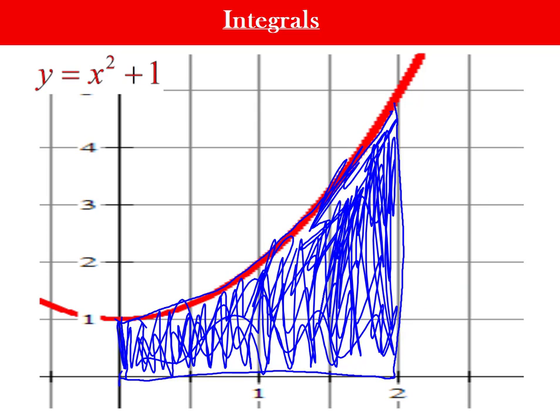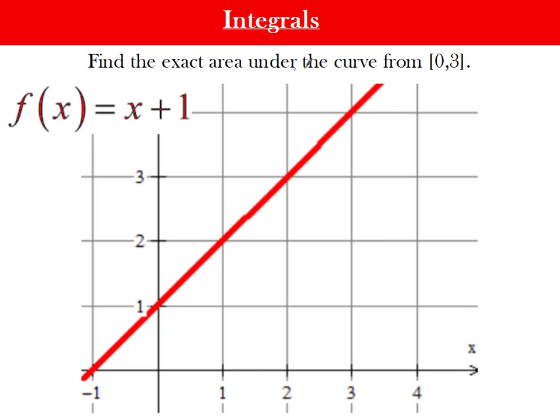Okay, now, just to show you that it does indeed work, and I'm not lying to you, we're going to find the exact area under the curve f of x equals x plus 1 from 0 to 3. Now you can see right here that this is a nice straight line, so we can find the area just by using our geometric knowledge and breaking this up into a triangle right here and a rectangle right here. Add those two together, and that will give us the area under the curve.